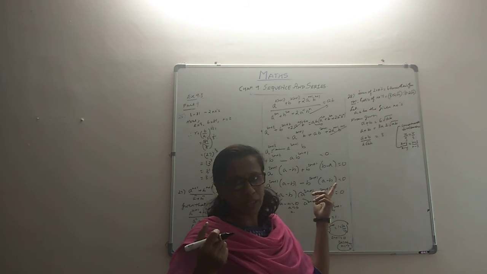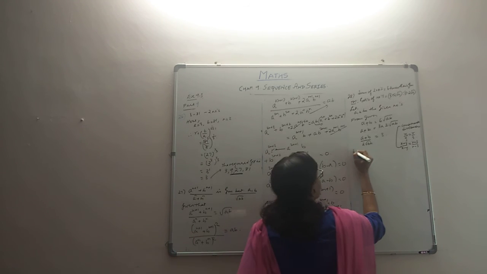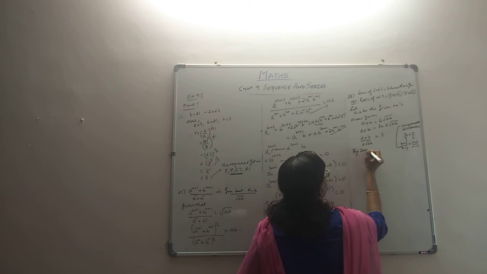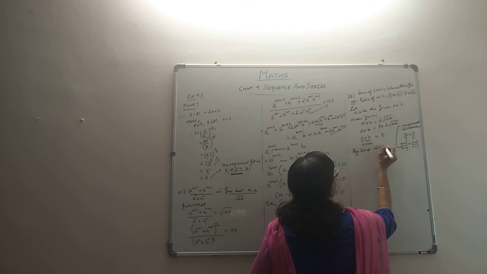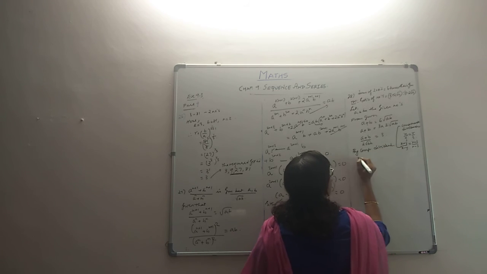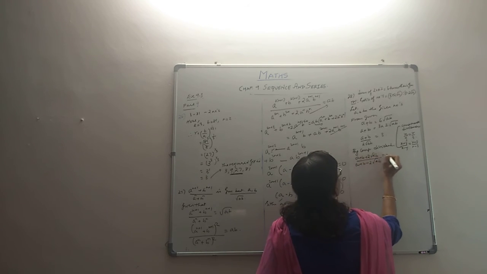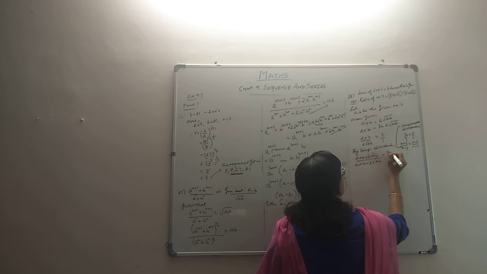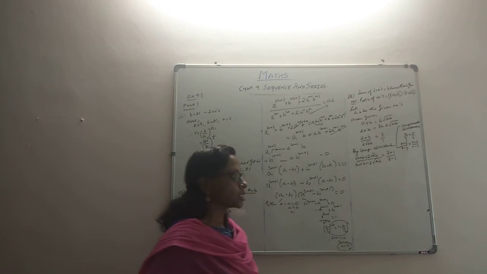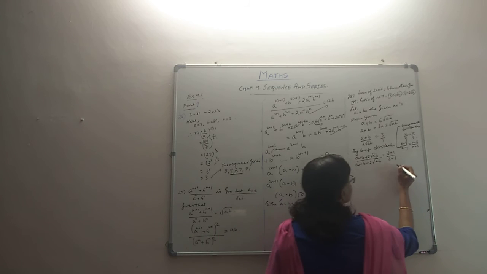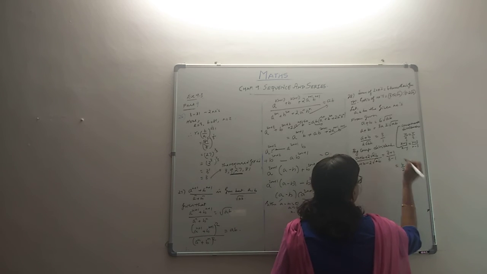So let's do that over here. By componendo dividendo, numerator plus denominator, numerator minus denominator. The denominator is 1, so numerator plus denominator, numerator minus denominator. At least this is easy, so let's do it and keep the remaining, we'll see it later, 2 or 2 by 1.